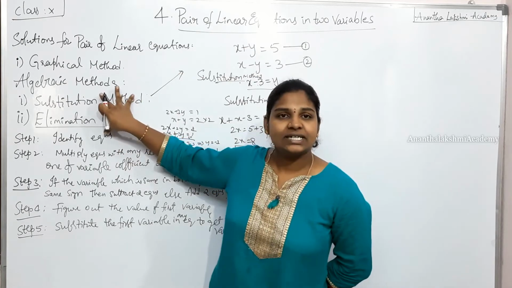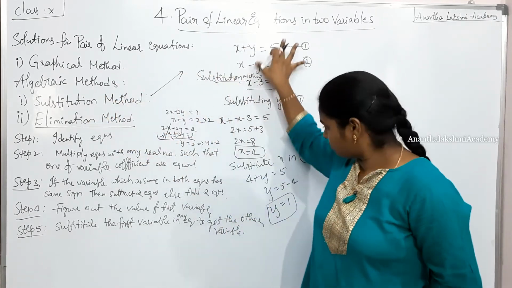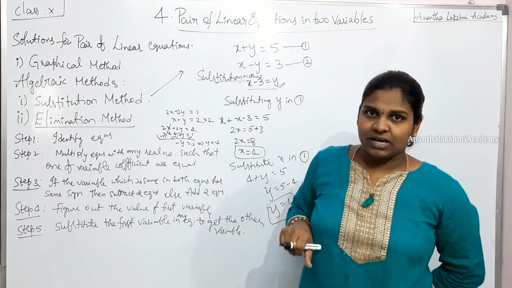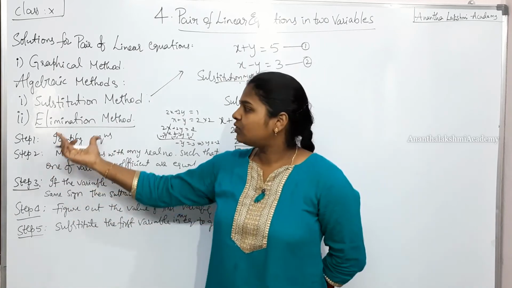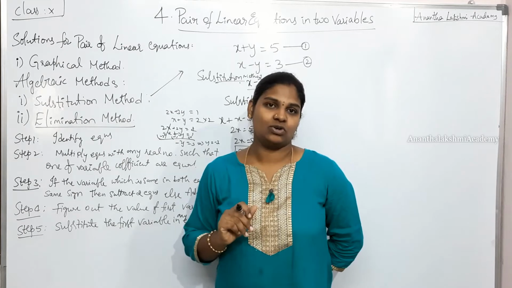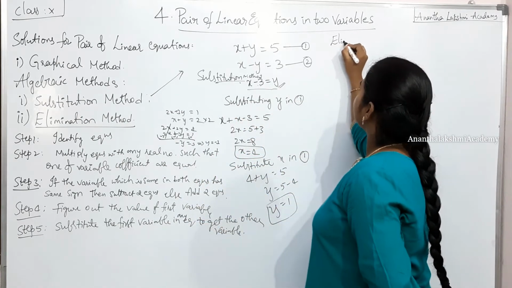So let us apply the same. Now that we said algebraic methods, we have two. Using the substitution method, we got x equal to 4 and y equal to 1. Let us try figuring out if we get the same solution using the elimination method also. Okay. Now what am I going to use? Elimination method.